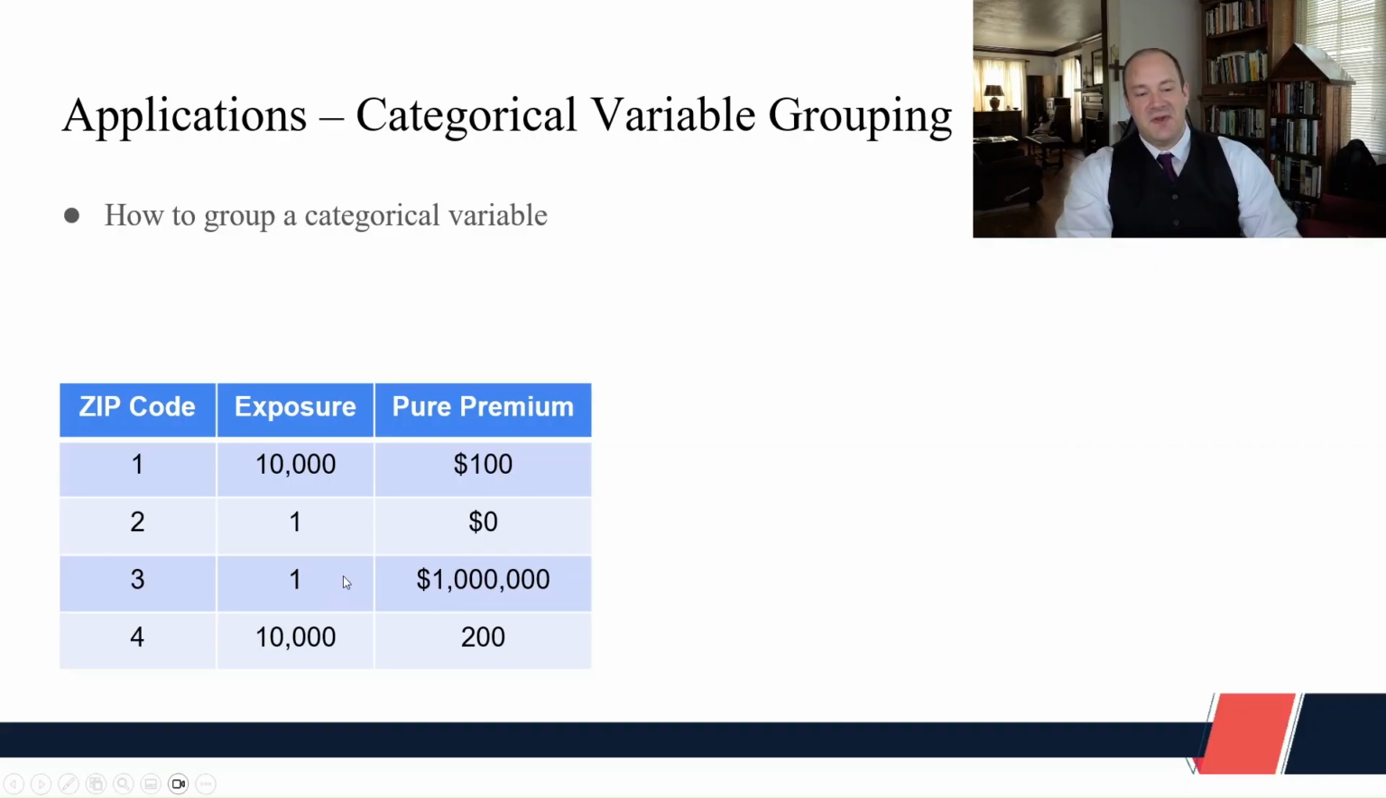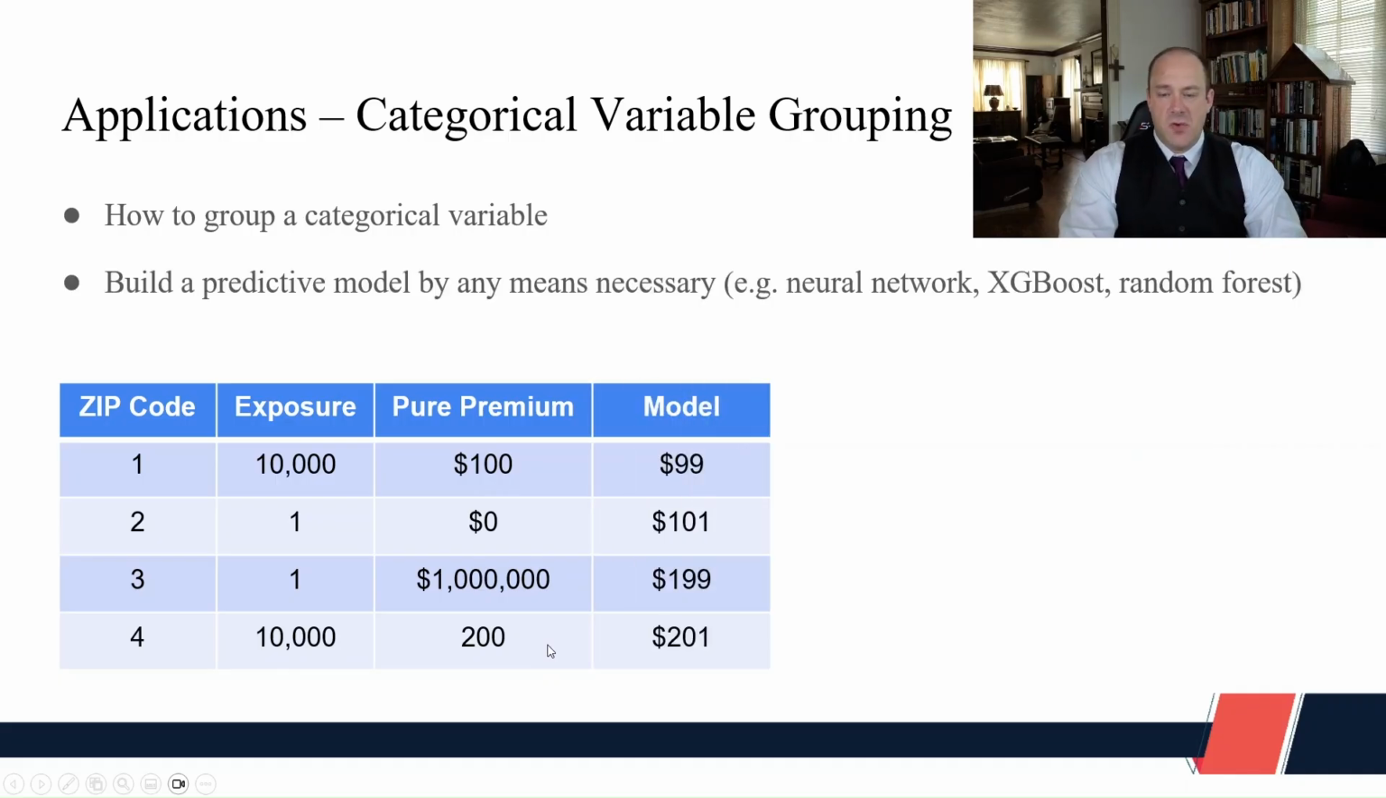And then zip code 4, again, a lot of exposure there. Average loss about $200. Okay, so the way that you handle this is you build a predictive model by any means necessary. And what I mean by that is, I know the point of this is to produce models which are simultaneously explicable and precise. Well, that's two conditions. So before doing that, you first create a model that's just precise. You create a model using a neural network. You create a model using XGBoost. You create a model using random forest, something like that.